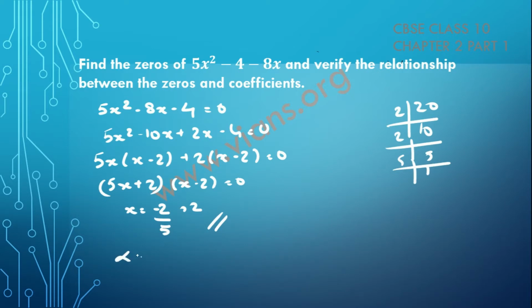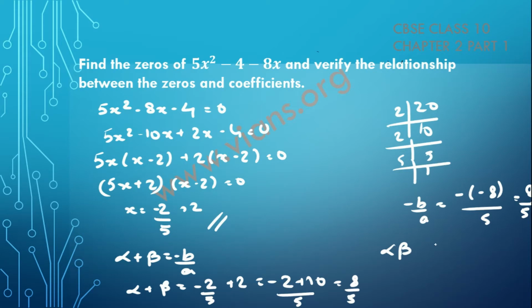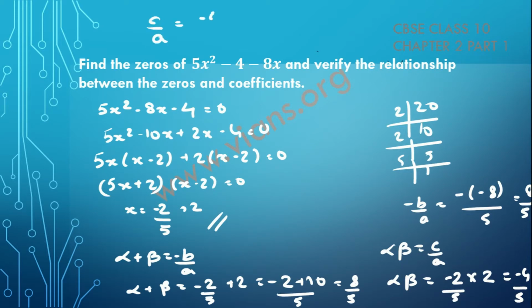Now if I had to verify alpha plus beta is equal to minus b by a, my alpha plus beta would be equal to minus 2 by 5 plus 2, which is nothing but minus 2 plus 10 by 5, that is 8 by 5. Minus b by a is nothing but minus of minus 8 by 5, which is equal to 8 by 5. Right? Similarly, if I had to prove alpha beta is equal to c by a, alpha beta is equal to minus 2 by 5 into 2, that's minus 4 by 5. And c by a is equal to minus 4 by 5.